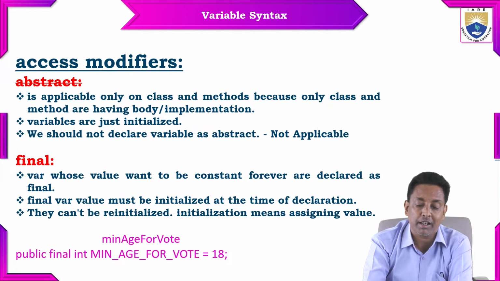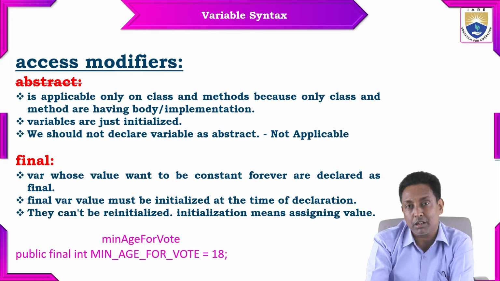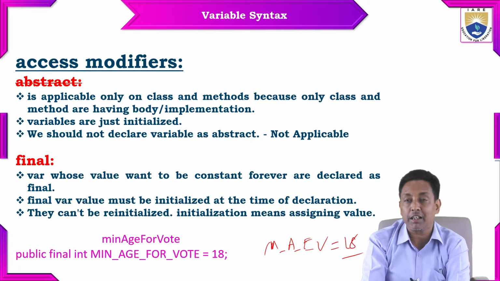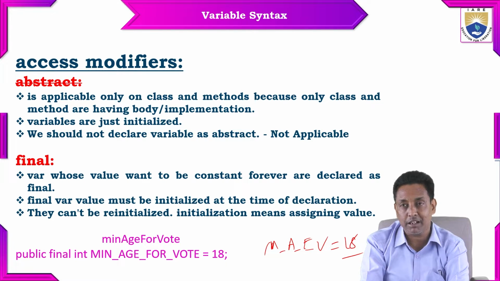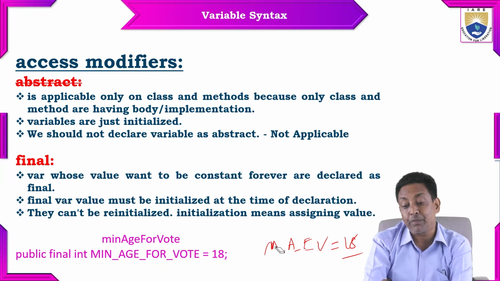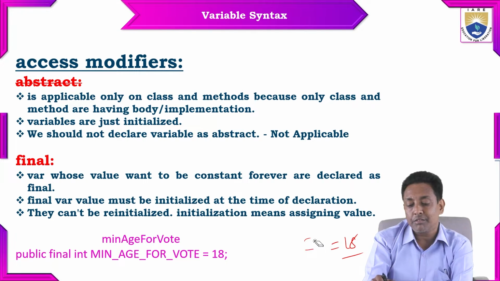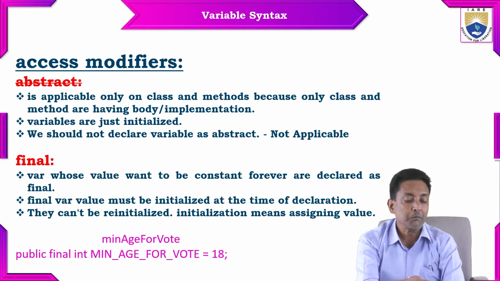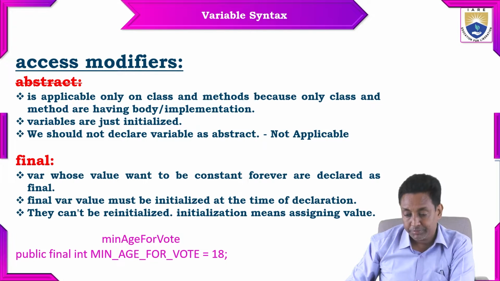So if you want to declare the minimum age for vote, you write MIN_AGE_FOR_VOTE, all letters in capitals so that we can easily read. Readability increases. And the second point is convention-wise: whenever a variable is found declared in capital letters, it can be immediately recognized as a constant variable. That is how we declare the variable.